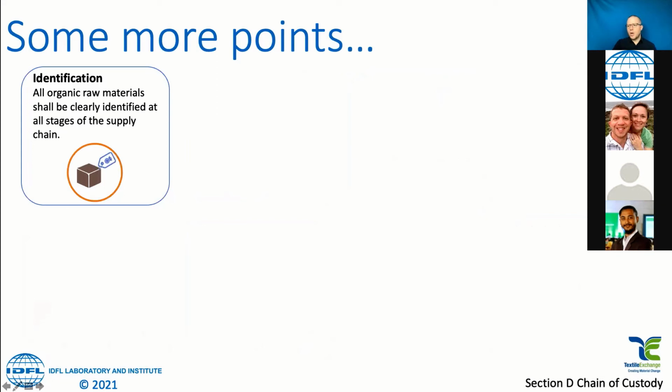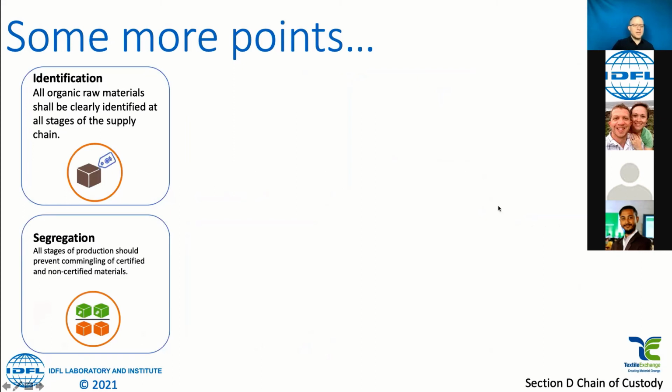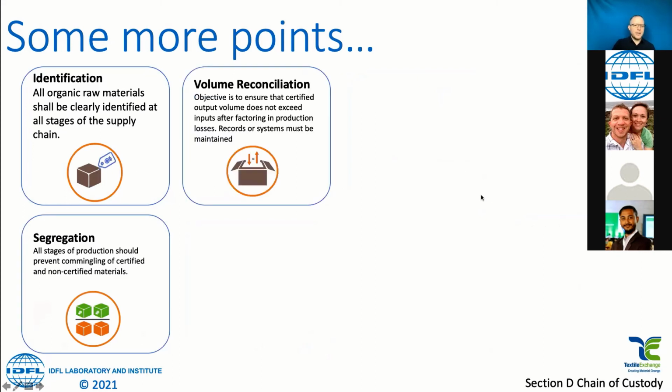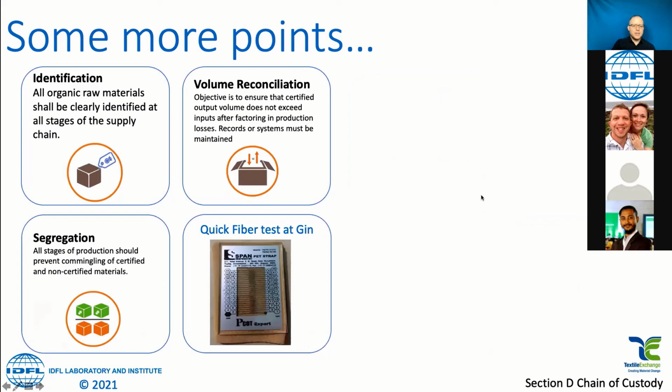This is actually just in regards to the chain of custody. This is part D of the standard. It basically goes to the content claim standard, where you have the identification, segregation, and volume reconciliation. And wherever you're doing the volume reconciliation, you can always do the quick fiber test at the gin that is actually required as part of the standard.